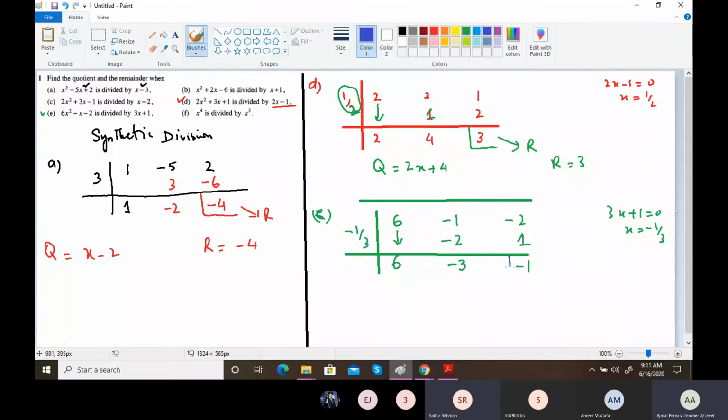Now the last number we will put separate. This is your remainder. Right? Now how about the quotient? Quotient will be 1 power less than the actual expression. The actual expression has a power of how much? 2. Yes, x square was there. So this will be starting with x. So 6x minus 3 is there.